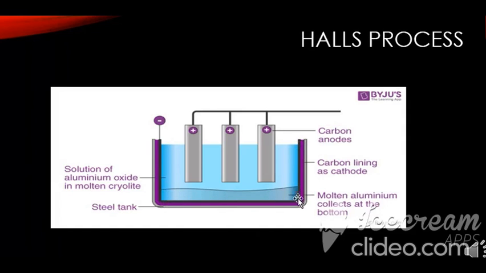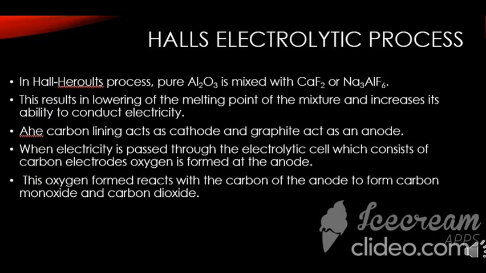Try to understand: this is the carbon lining, and the mixture of alumina, cryolite, and calcium fluoride, in blue form, is placed here, and these three rods are graphite rods. Now these graphite rods are called the anode, and the whole carbon lining in black color acts as a cathode. So these three rods act as carbon anodes, and the inner side of this tank acts as a cathode, and the mixture is placed here as the electrolyte. This is all about it. Now come back to my slide.